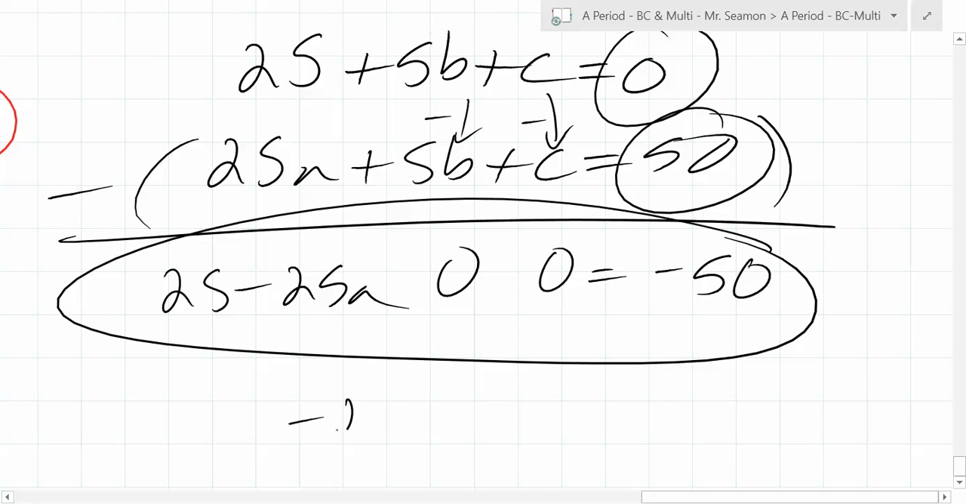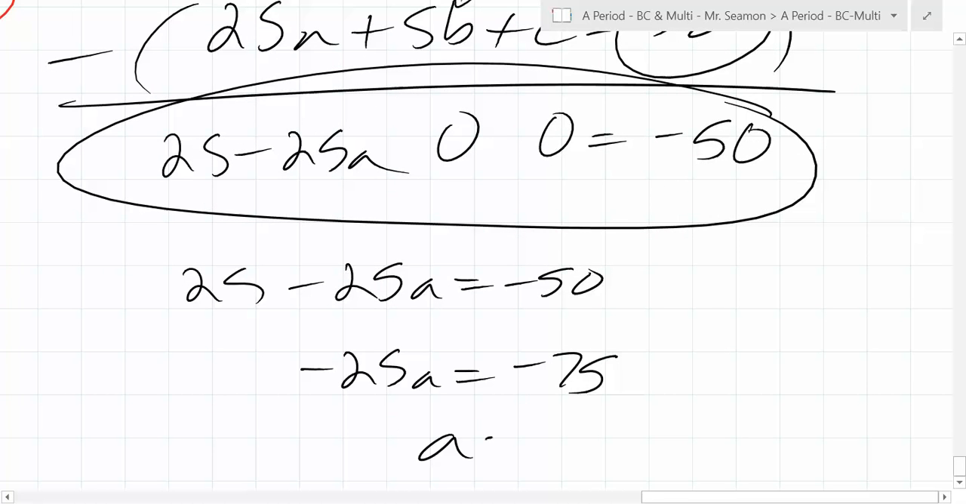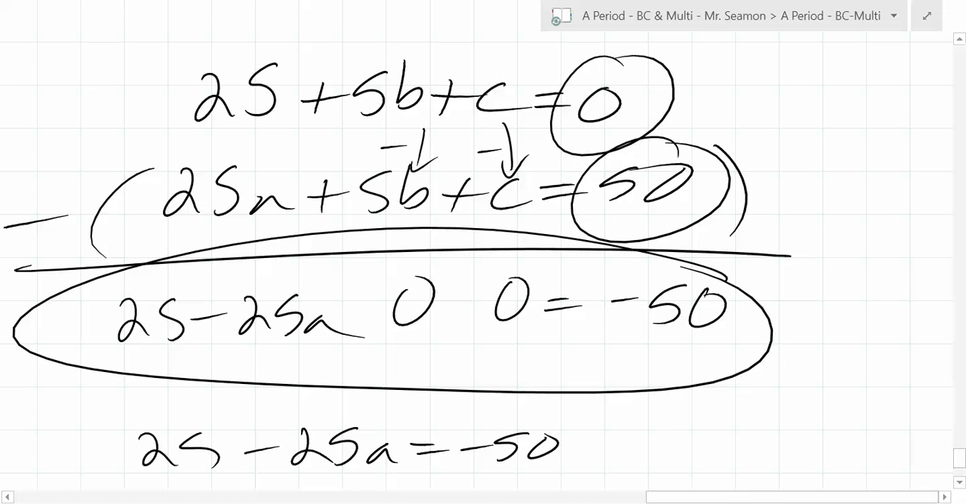So we have 25 minus 25a is equal to negative 50. So what do you end up with? 25a is equal to negative 75. Oh, a equals 3. It's the same thing. This right here is called linear combinations. You don't even have to multiply anything. You just subtract. The key is recognizing 5b plus c is in both.